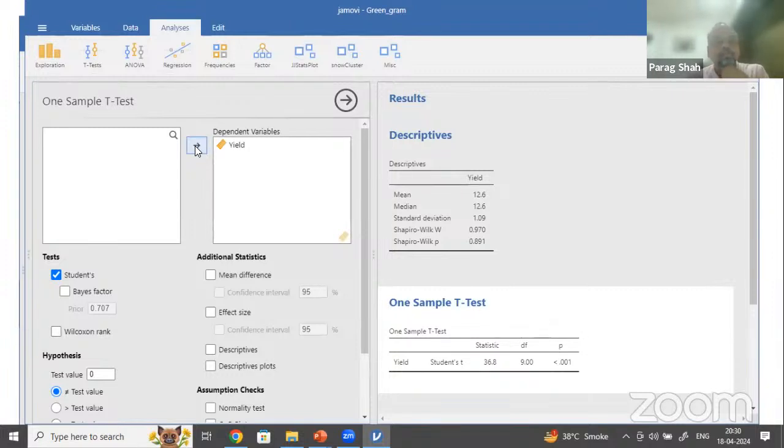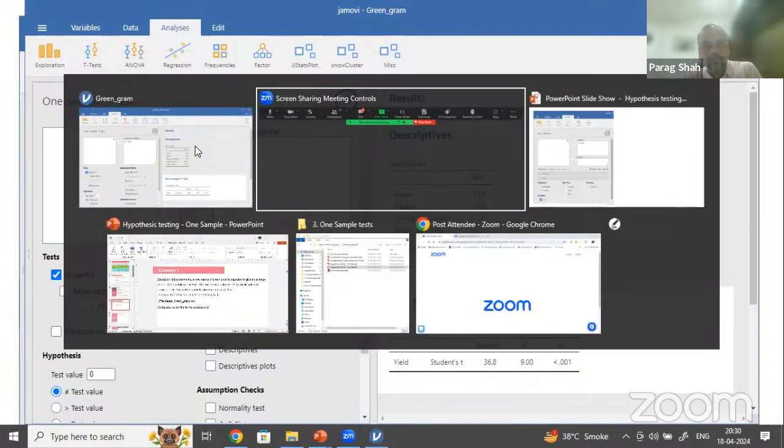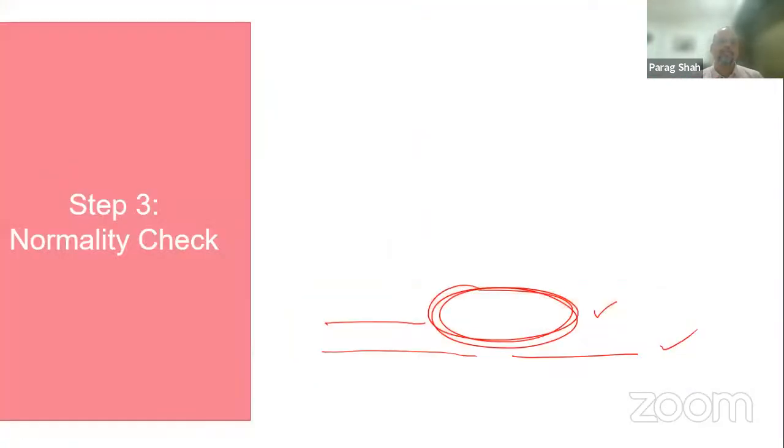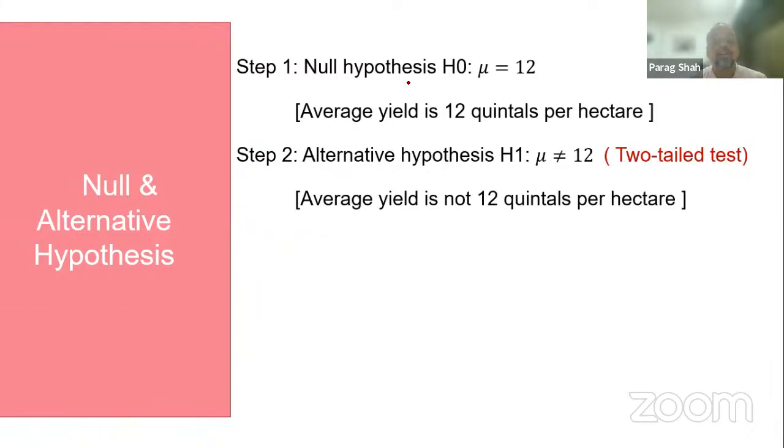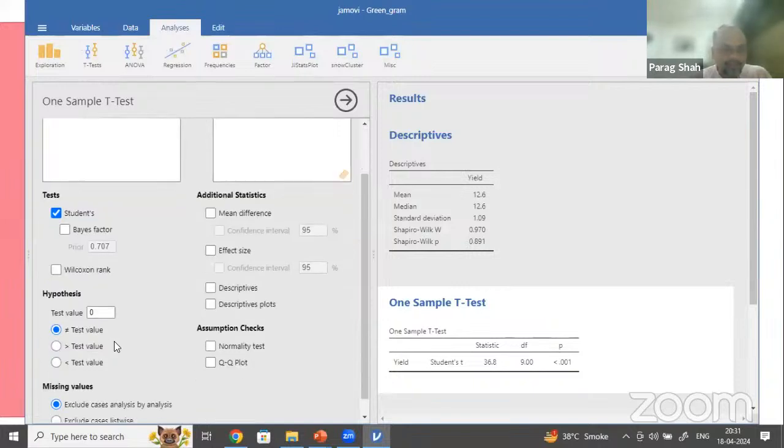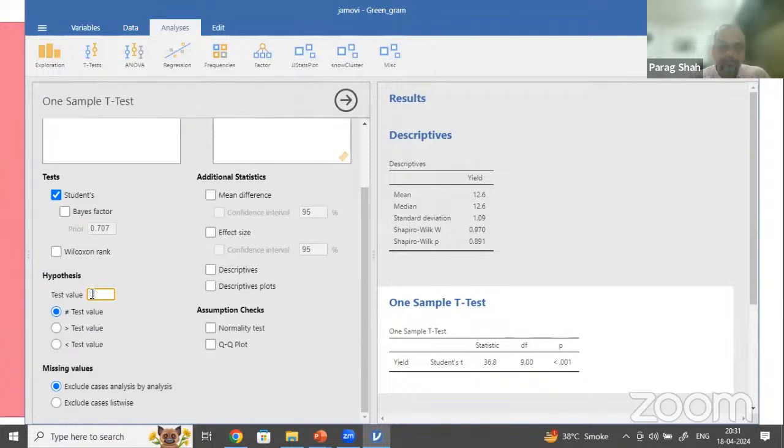What was your null hypothesis? Go back to the question slides. The null was what? Equal to. What was your alternative? Not equal to. Not equal to what? 12. So understand this part. Based on that, we will select over here at the bottom that my test value is not 0, it is 12. What is your alternative hypothesis? Not equal to. So I will be tick marking this. The moment I tick mark this, I'll get my result on the right hand side. That also you might have done in yesterday's session.